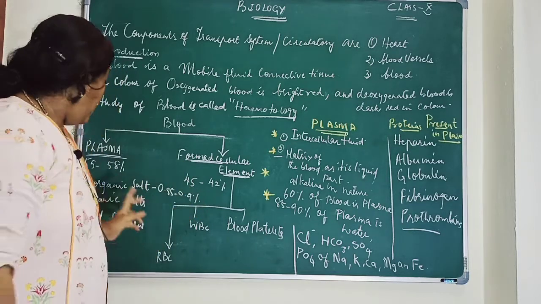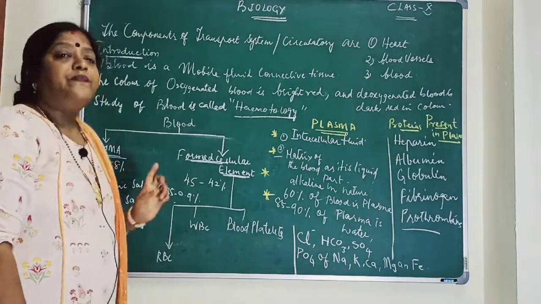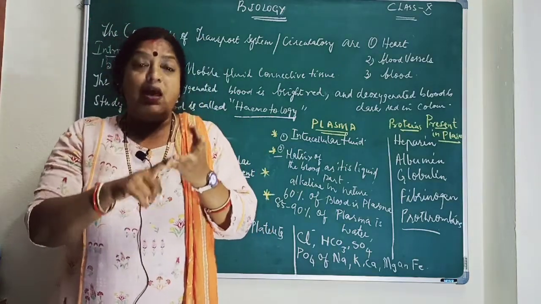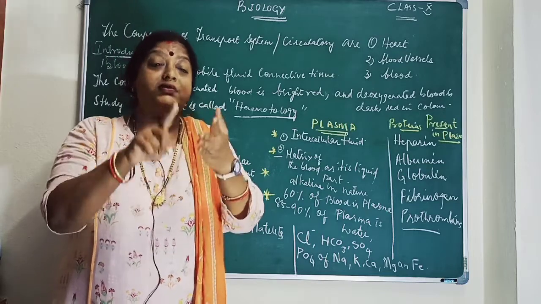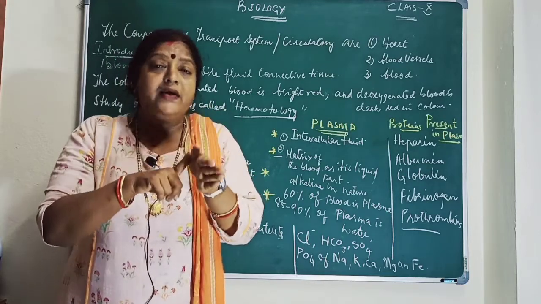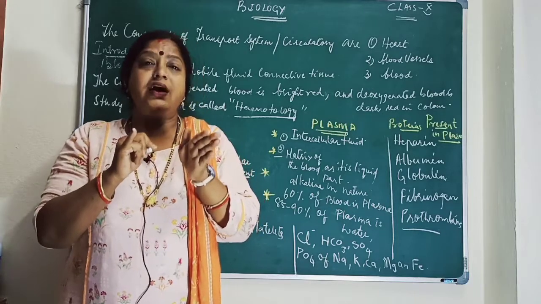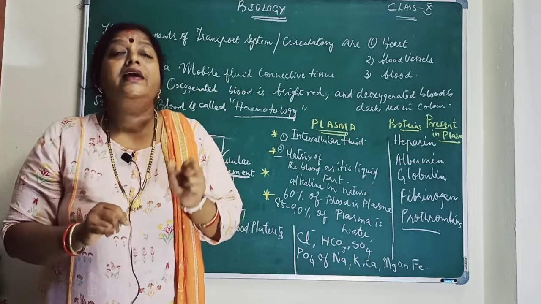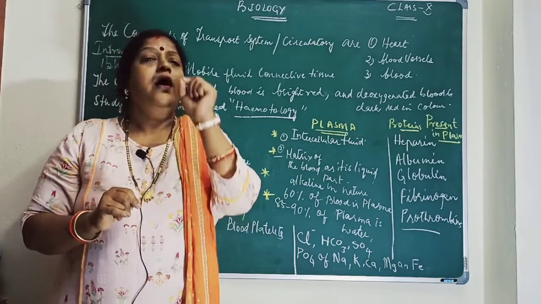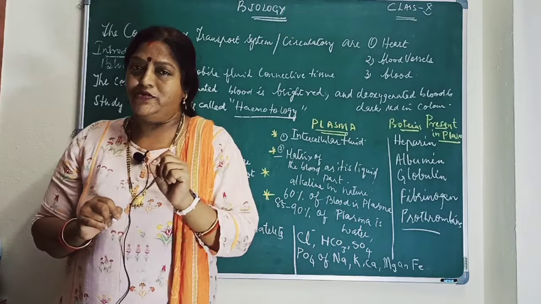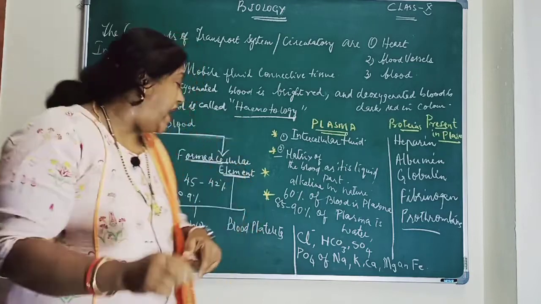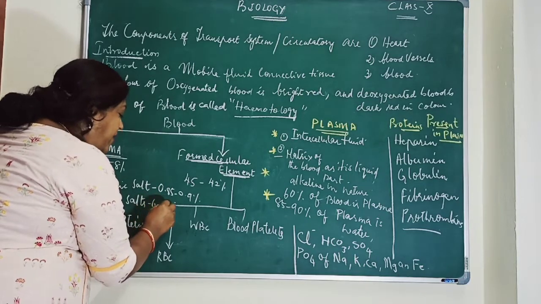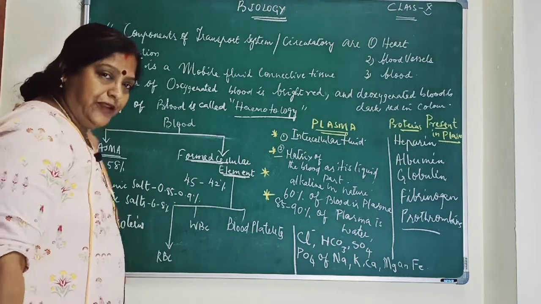And then this plasma also consists of organic salts. The organic salts are, first, sugar, that is glucose, fatty acids, amino acids, urea, lipids and proteins. Understood? These are the organic salts present in the plasma. It also consists of a small amount of vitamins and hormones. And the total content of organic salts in plasma is 6 to 8%. Understood, children? 6 to 8%.